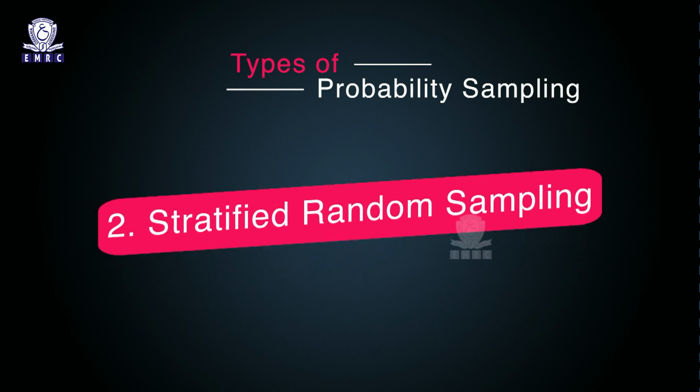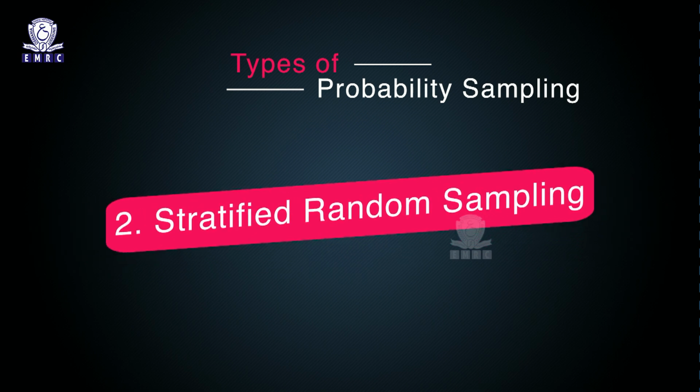The next one is stratified random sampling. In social science research, the researcher in the course of his study may find population which is heterogeneous in nature. In order to obtain more efficient and accurate results, the researcher may use stratified random sampling.